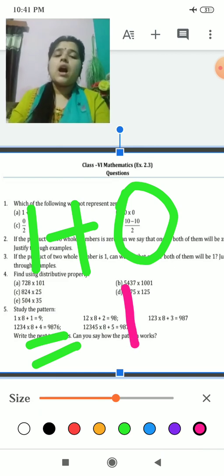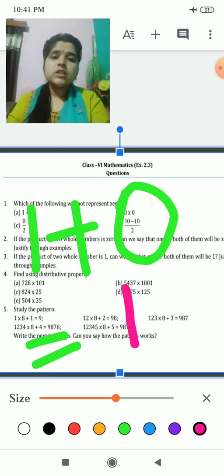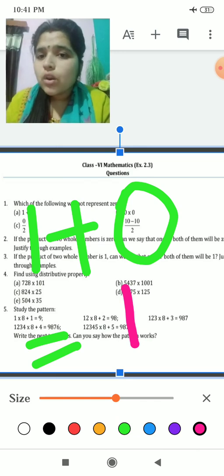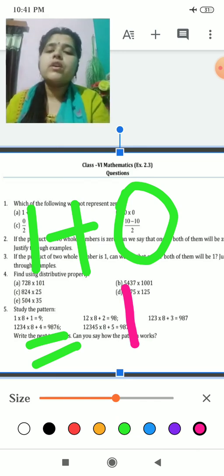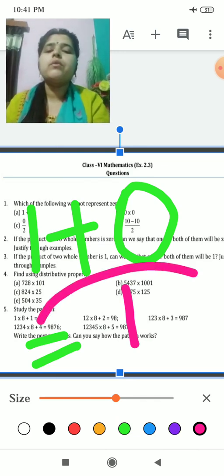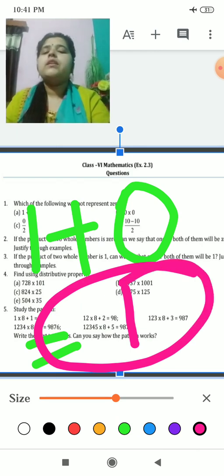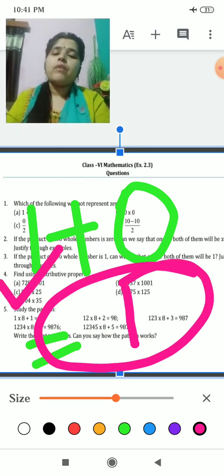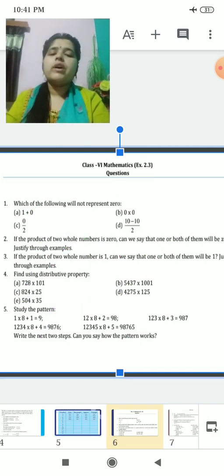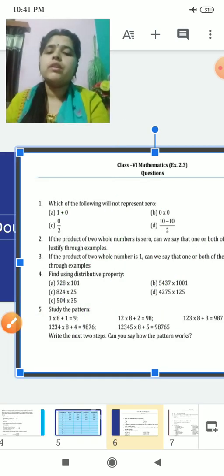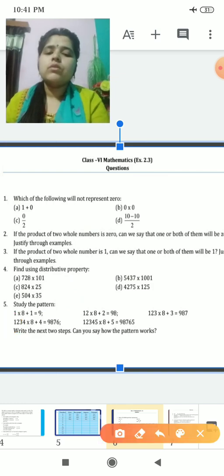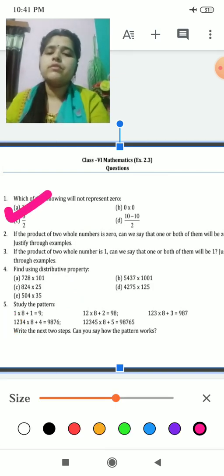So it was asked in the question which of the following will not represent 0. It means whose answer will not be 0. So in our first option only we have got our answer, that is 1 plus 0. After solving this we will not get 0. So our answer is the first one.